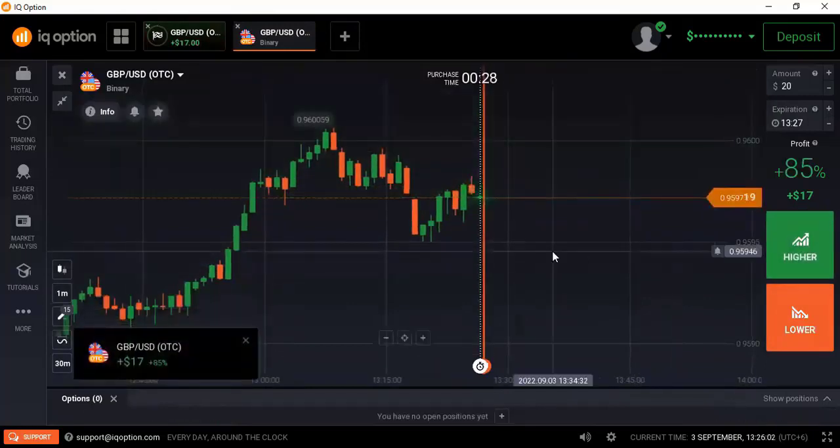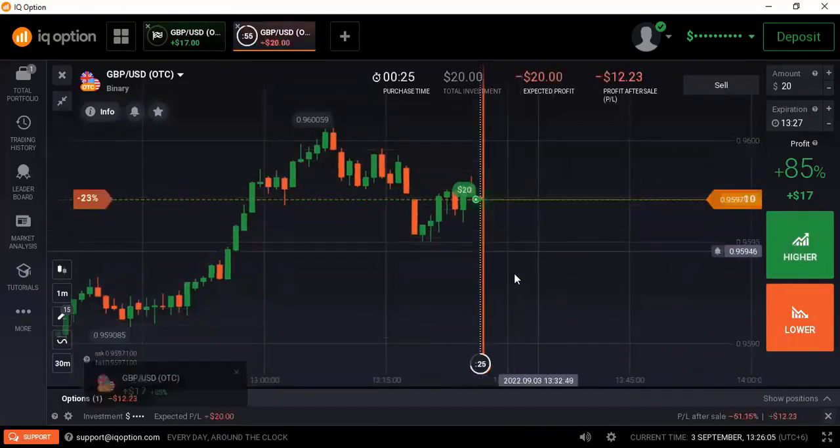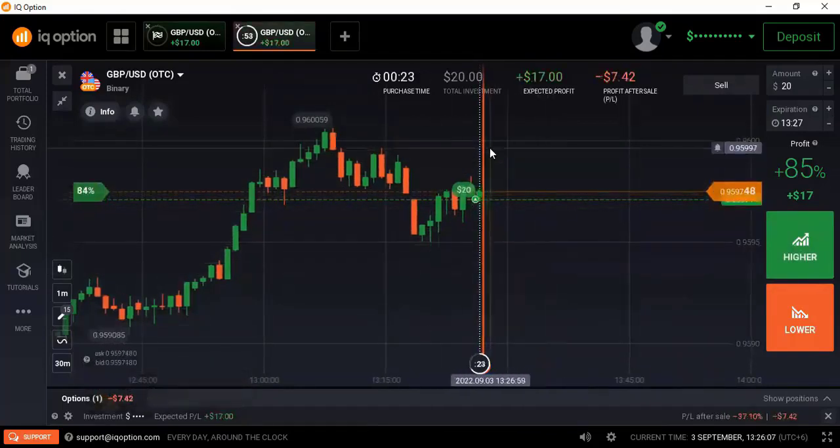Yes, this was my winning trade. I again placed my trade here in the upward direction for 1 minute. I think the market must go up from this area here.